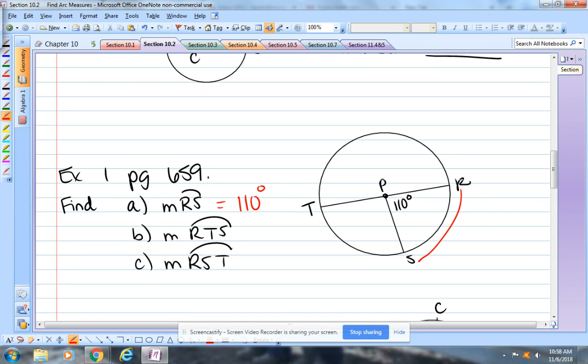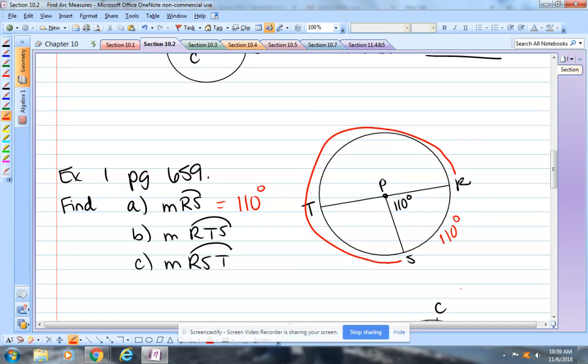Does everybody understand why that's 110 degrees? Okay. Then they want us to find the measure of RTS. So that means you got to go the order it says. R to T to S. Is that a major or a minor? Major. And so if this minor one was 110 degrees, how are we going to find the measure of RTS?